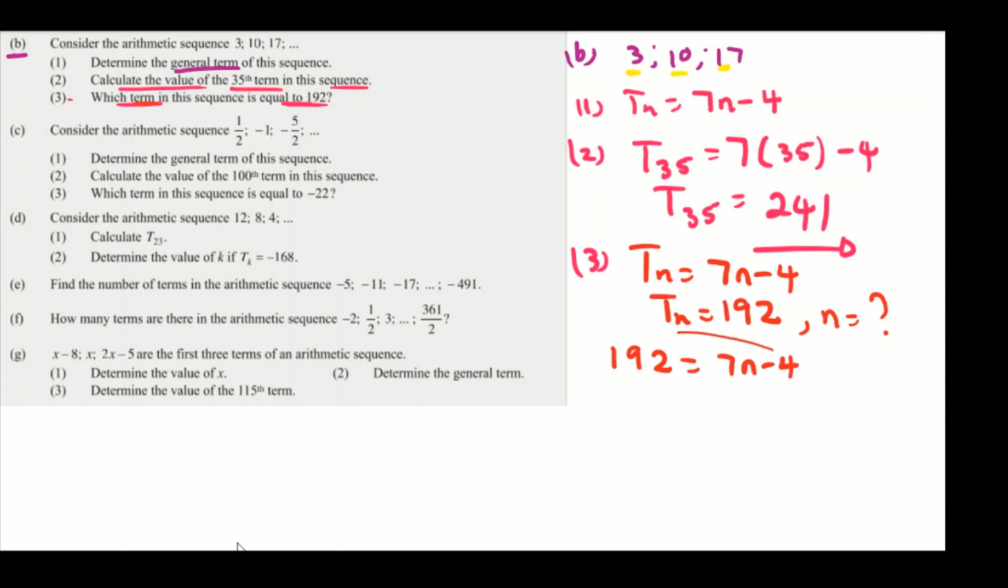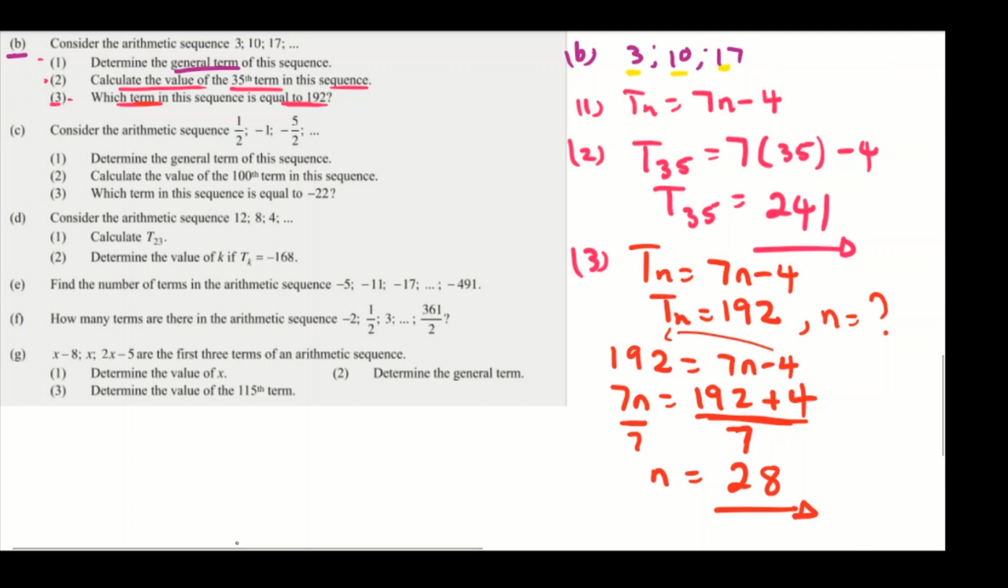We transpose the minus 4 to the other side. We have 7n is equal to 192 plus 4, right? And then from here you can divide by 7, and then your n value is equal to, so you're going to punch this 192 plus 4 divided by 7, right? And then your n value is going to be equal to 28. So that is your answer for this problem here. So we are done with the first 3 questions of this problem here, and then now we're going to move on.